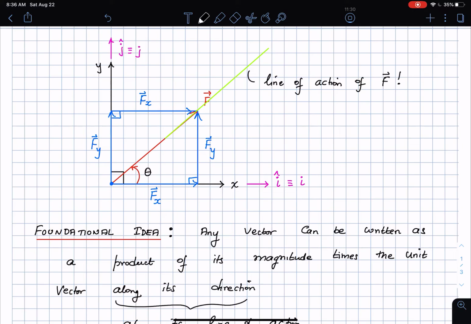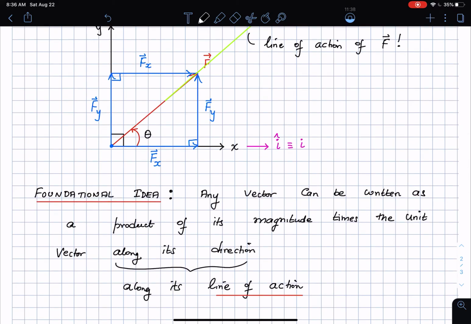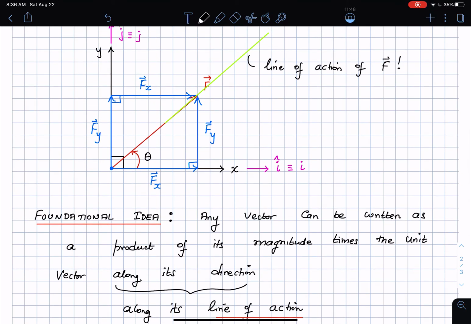And so if this is indeed the case, then I can write the vector fx, because any vector can be written as a product of its magnitude times its unit vector. Then vector fx can be written as the magnitude of fx times little i. Likewise, fy can be written as the magnitude of fy times little j.